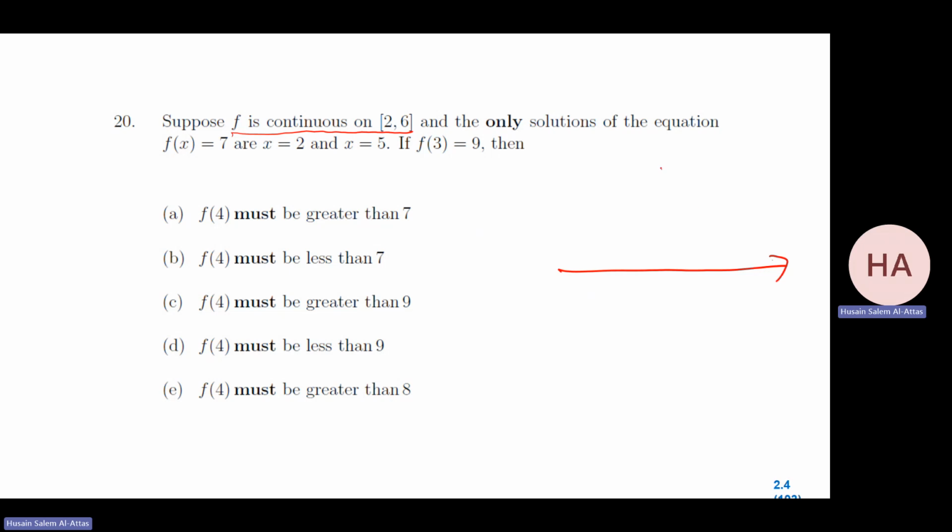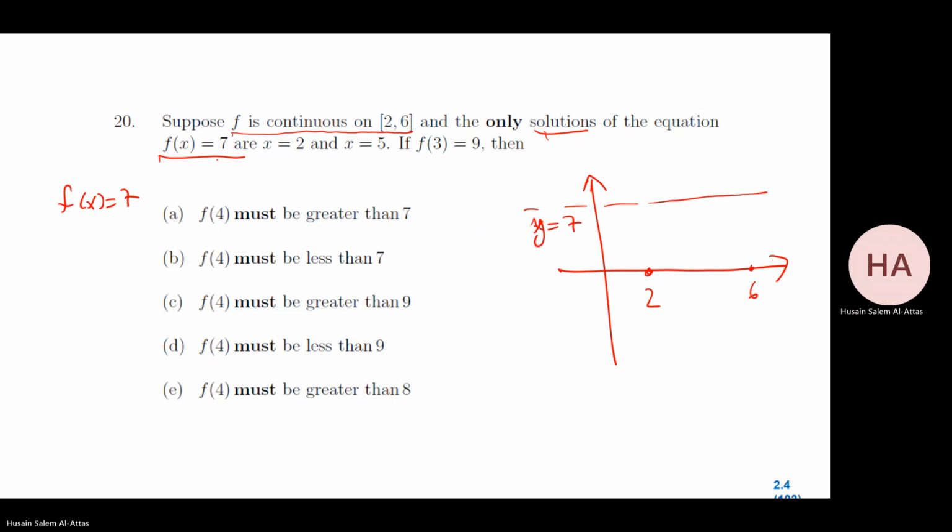It says what? The function is continuous. Let me move it a little bit here. So this is 2 and 6. Okay. And the only solution to this equation, f of x equals 7, it means if I have the line y equals 7, I mean, it will be crossed only at 2 and at 5.